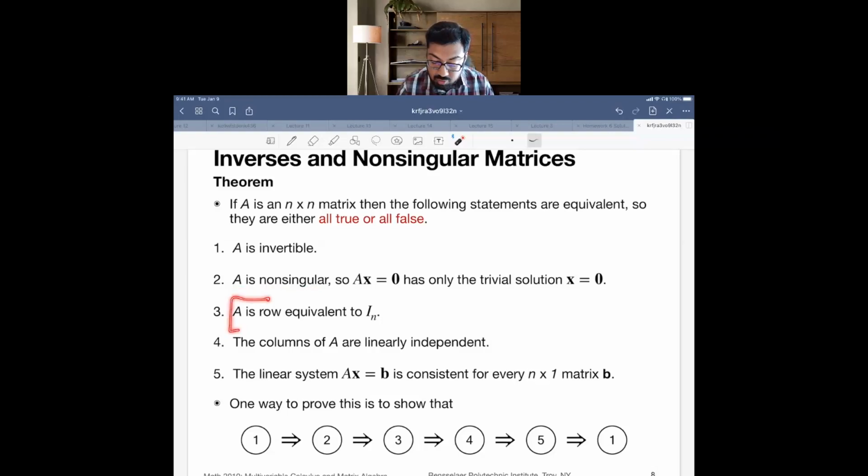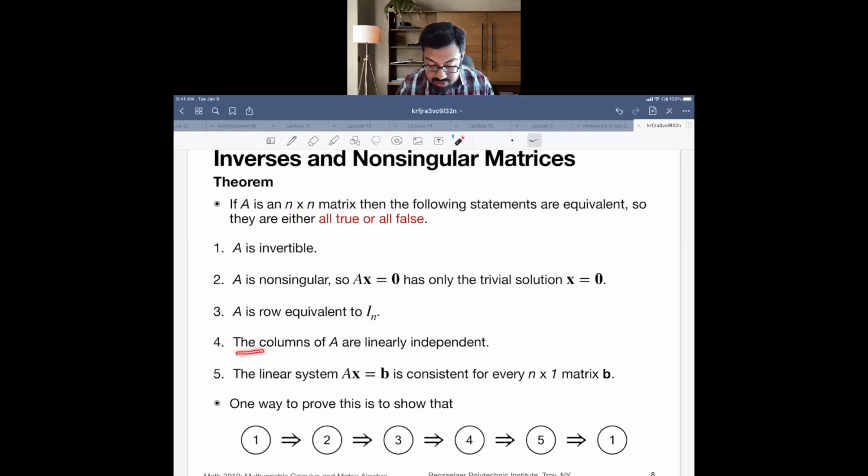Then we can also say A is row equivalent to an identity matrix. What does this mean? This means that suppose you start with some square matrix A, and you go through the process of row reduction. So you do all those Gauss elimination or Gauss-Jordan elimination to get it down to a reduced row echelon form. And if A is invertible, then that reduced row echelon form will be the identity matrix, I_n, where n is the same size as the matrix that you started off with. So A is row equivalent to an identity matrix.